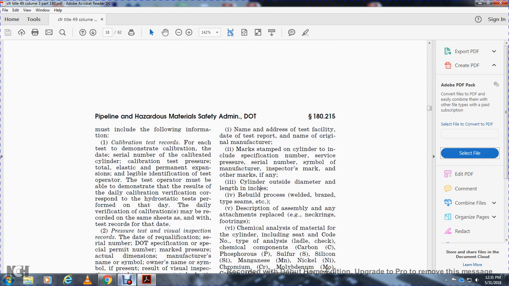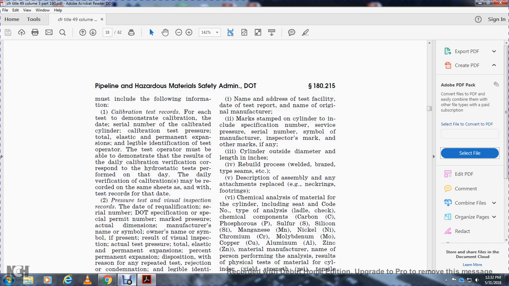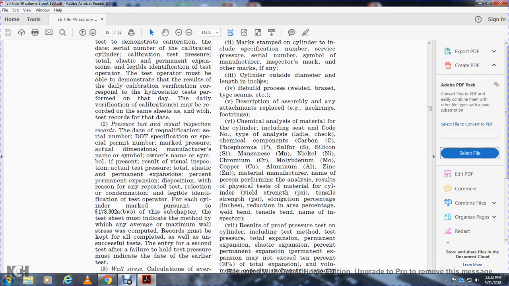Records must include the following information: calibration test records for the demonstrator, the calibration date, the serial number of the calibrated cylinder, the calibration test record for the total elastic and permanent expansion, and legible identification of the testing operator. The test operator must be able to demonstrate the result of the daily calibration verification corresponding with the hydrostatic testing performed on that day. The daily verification of the calibration may be recorded on the same sheet as the test pressure records of the date.